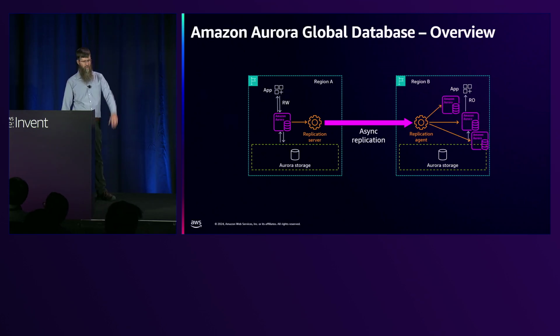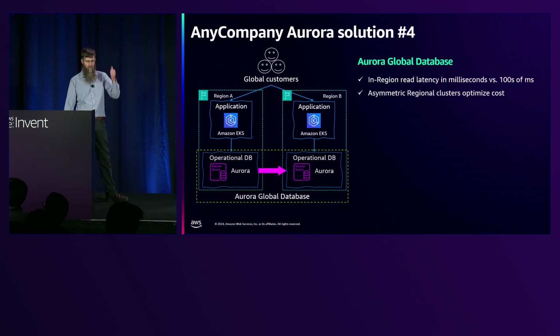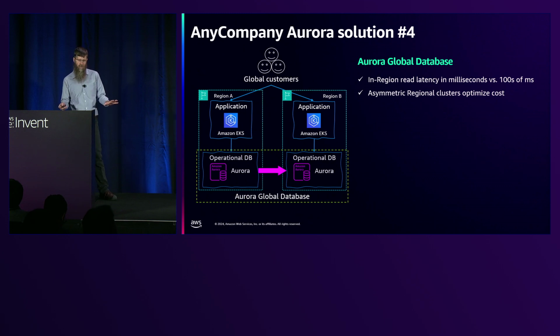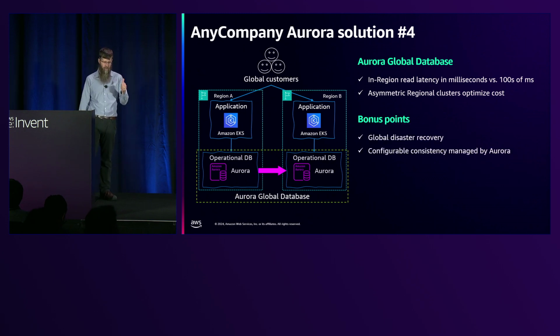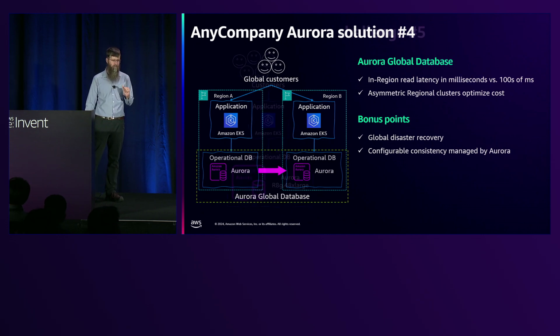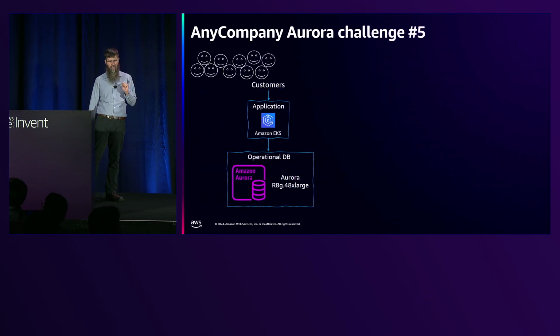All right, multiple replicas. So we do this, and what we do is we get local read latency. We get single-digit milliseconds instead of hundreds of milliseconds. We can make asymmetric clusters. We can make the primary be bigger than the secondary if we like, so we can balance that nonlinear cost. And for some pretty good bonus points, we get global DR as well, right? It doesn't just help with low latency reads. So that's pretty good.